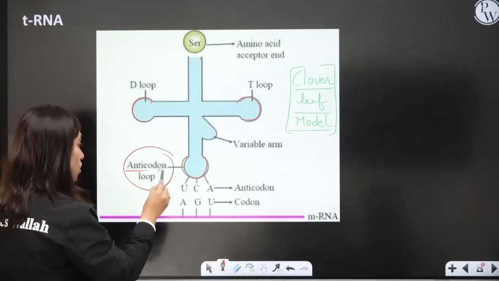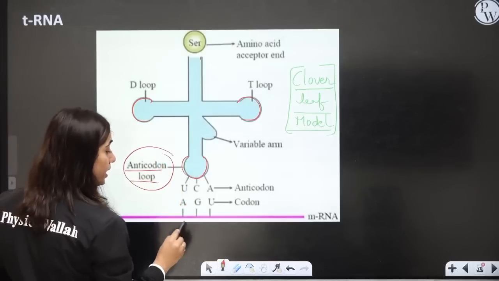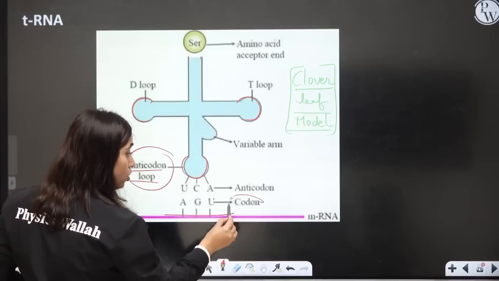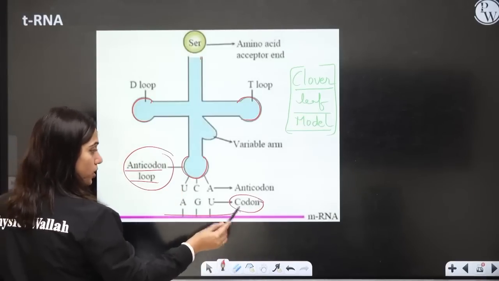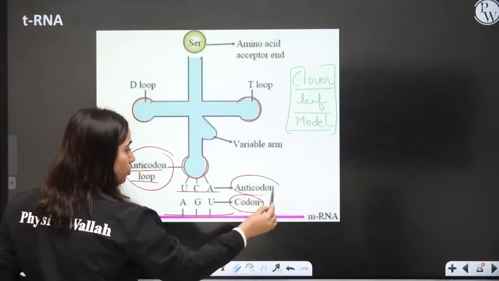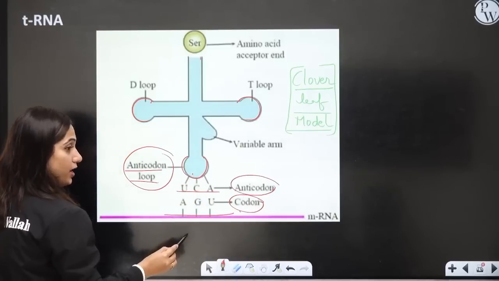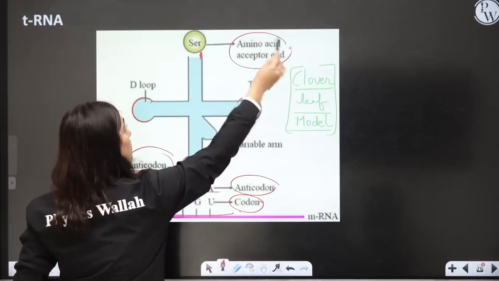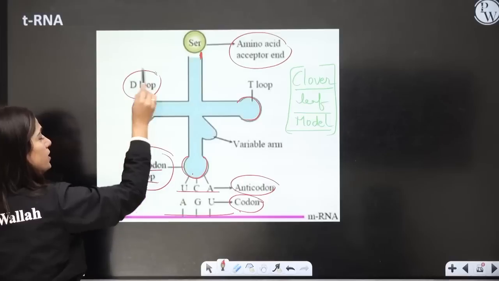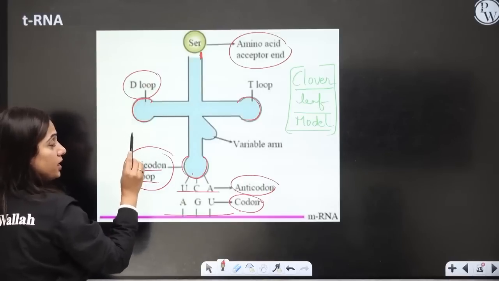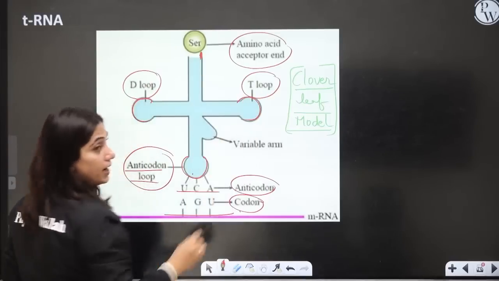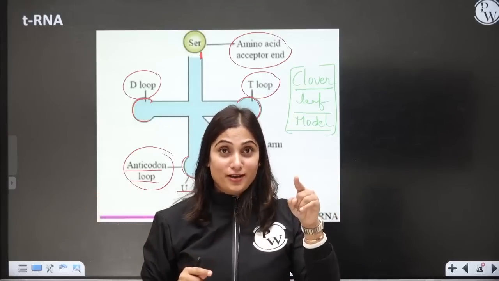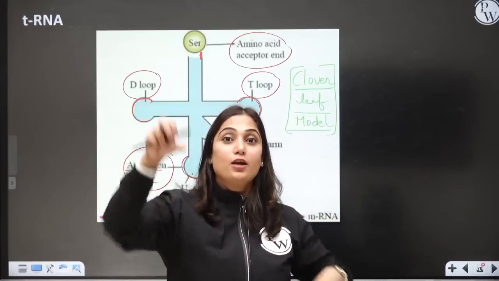The anticodon loop is the one with which the tRNA will attach itself to the mRNA, and on mRNA codons are present. On mRNA codons are present, the tRNA would be having the anticodon, and this is the site of mRNA binding on tRNA. At this position, the amino acid will bind to the tRNA. At this position, the enzyme aminoacyl synthetase will bind, and at the T loop, the ribosome will bind. So that means tRNA is that friend which is responsible for connecting all the friends.